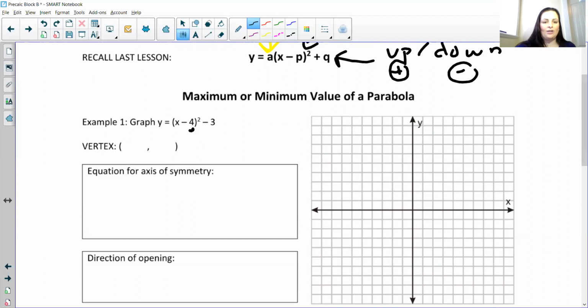Do you see how there is a value of -4 there? Remember, the p-value is the x value of our vertex. So it's going to happen at +4, remembering that because it's -p, it's the opposite sign. And our q value tells us the y part of the coordinate for the vertex. So if it says -3 here, that means the vertex happens at -3. So if we go over 1, 2, 3, 4, and down 3, 1, 2, 3, our vertex is here. And that's supposed to be down 3.